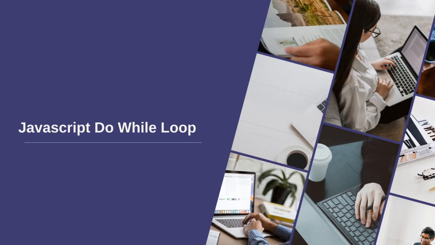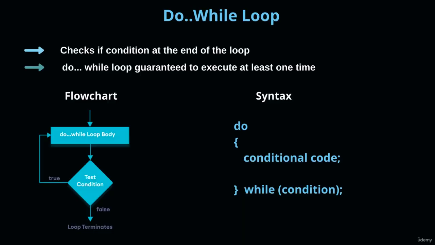Now let's begin with the do while loop. The do while loop is different from any other loop we have learned. It checks the condition after the loop execution. That means the loop will get executed at least once, and after that one execution it will check the condition. If it is true, it will execute again, otherwise it will get terminated.